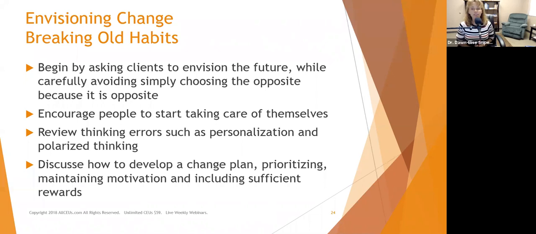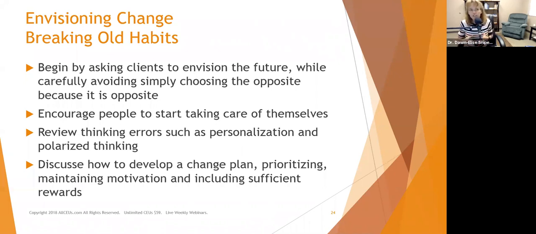Review thinking errors, cognitive distortions, such as personalization and polarized thinking. And discuss how to develop a change plan, prioritizing, maintaining motivation, and including sufficient rewards. So you've talked about lots of different things they're going to start doing in order to create this family, in order to use those 6 seeds to nurture themselves and develop healthy children.